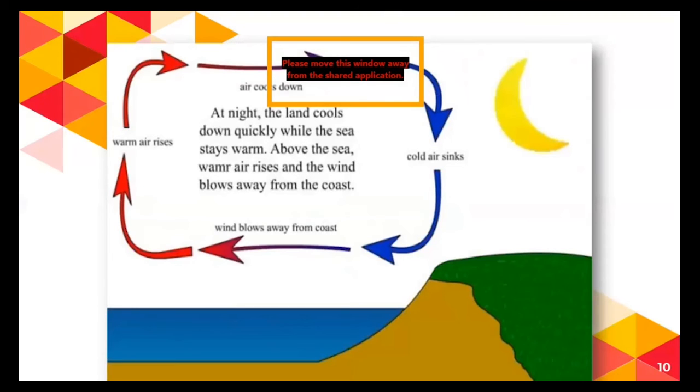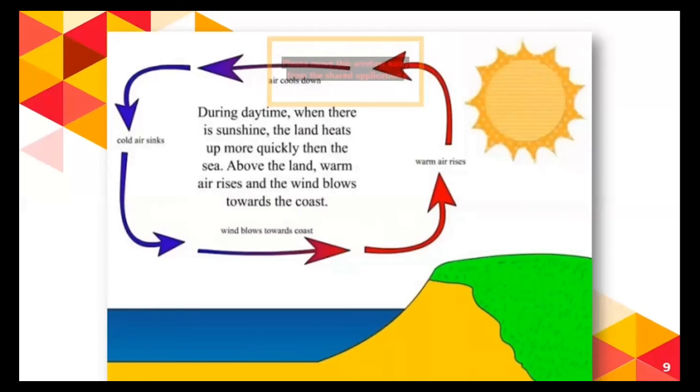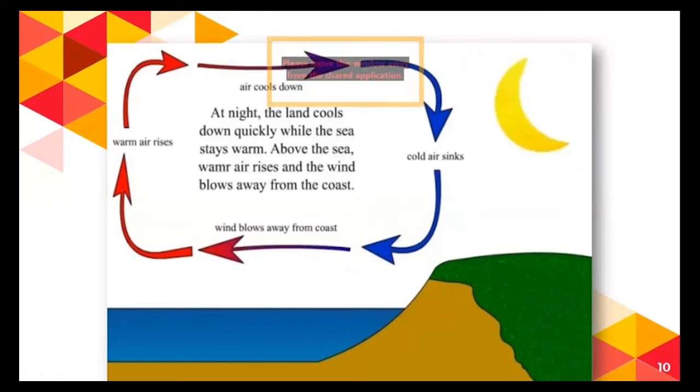But what about night? At night, the land cools down quickly while the sea stays warm. Above the sea, warm air rises and wind blows away from the coast. So pay attention, we have a different direction. Can you check right here? Wind blows towards the coast. This is the way convection happens. At night, it has an opposite direction. The reason is this: the land cools down quickly while the sea stays warm.